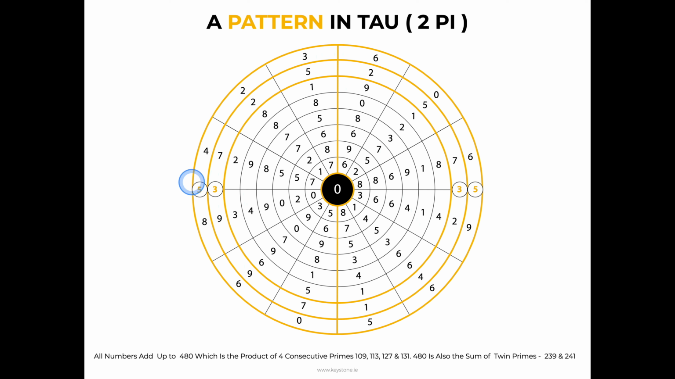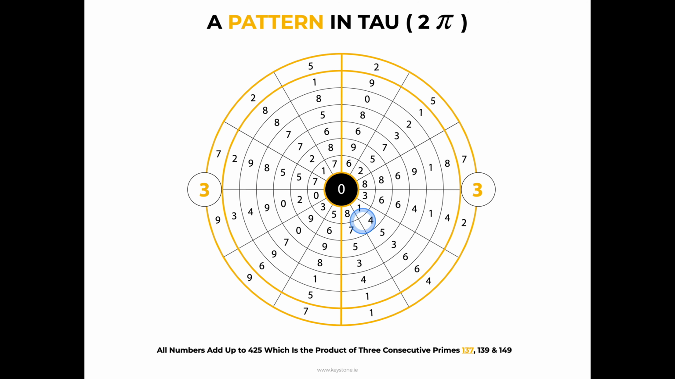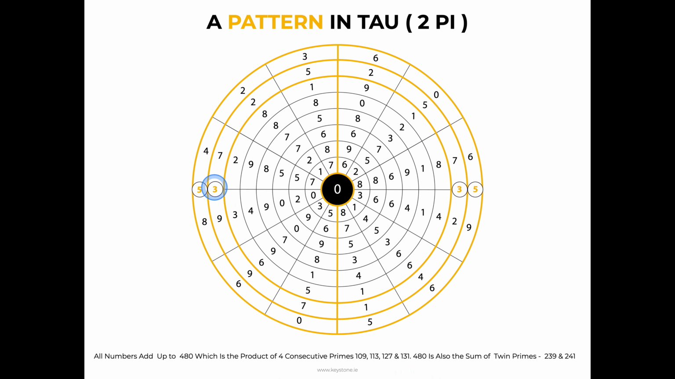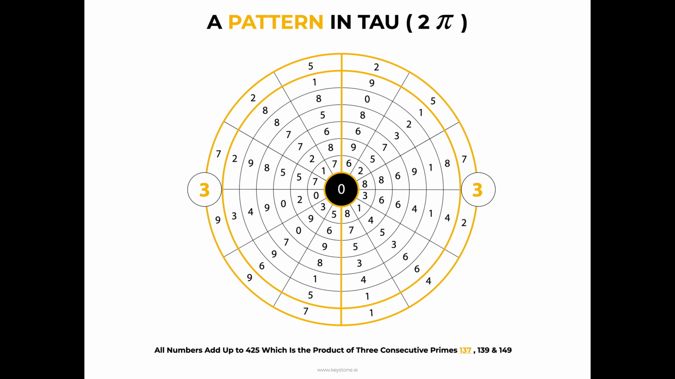So basically, if you add up all the numbers out for all 8 rings, you get 480, which is the 4 primes before 137. And if you add up all numbers out just to the 7th ring, you get 425, which is the product of the 3 consecutive primes, which includes and starts with 137, 139, 149. So a very interesting observation there. Returning to this wheel, we've got 2 rings of 12 in a row that have mirror symmetry, and tallies 480, which is also the sum of twin primes 239 and 241. So just like pi, we found this pattern in 2 pi.